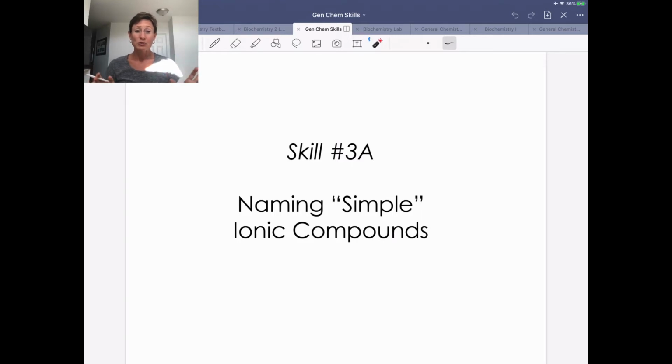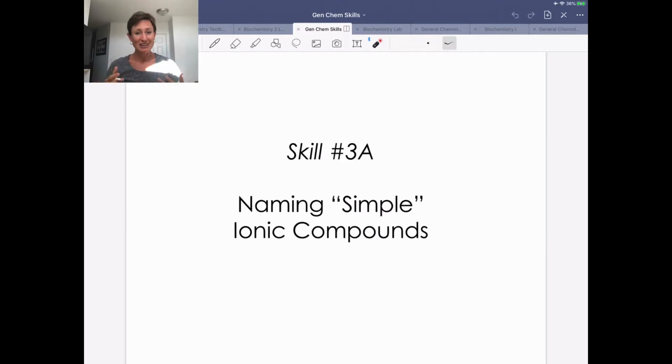All right, so our first skill introduced us to the atom, the parts that make up an atom, and the periodic table. Our second skill told us how we can use information on the periodic table to determine how things are going to interact. Are we going to make an ionic compound or a covalent compound?